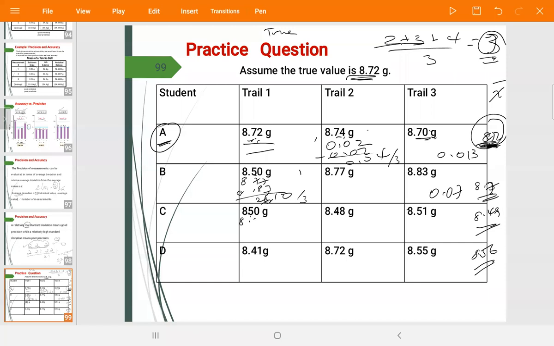Now, which student's data is accurate? Remember the definition: how close the measured values are to the true value. Because this is close to this, when the exact value matches this one, we can say that student A has an accurate measurement.